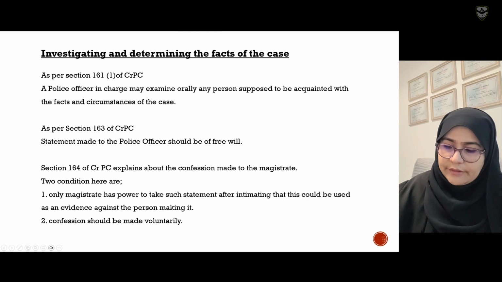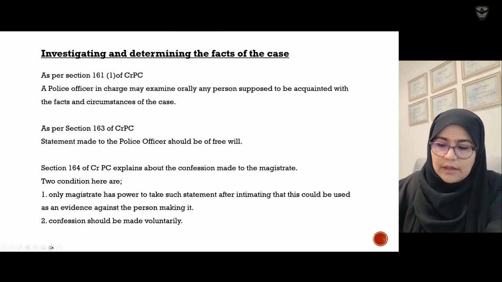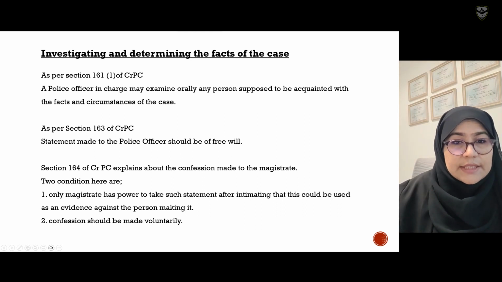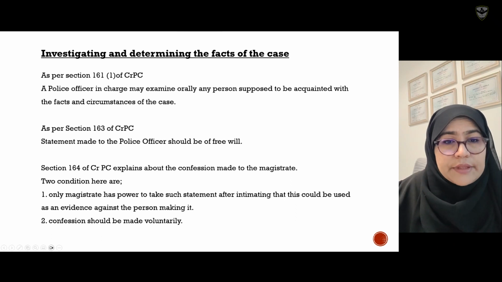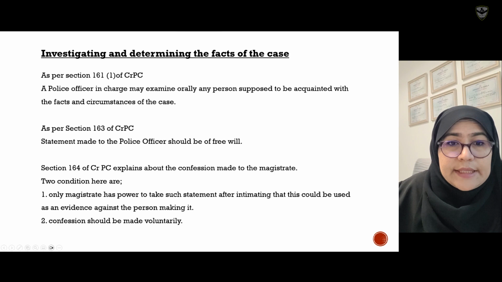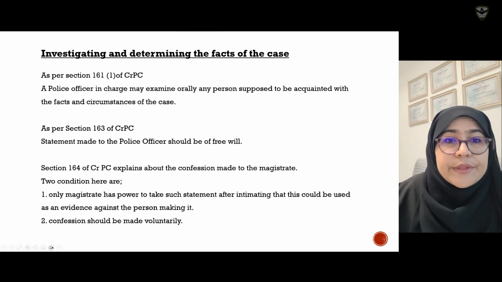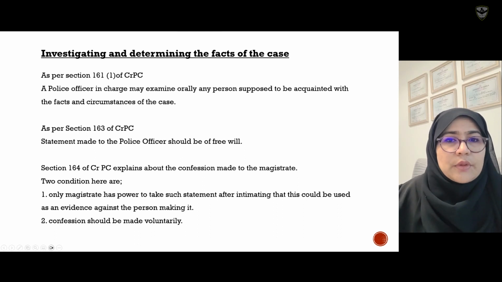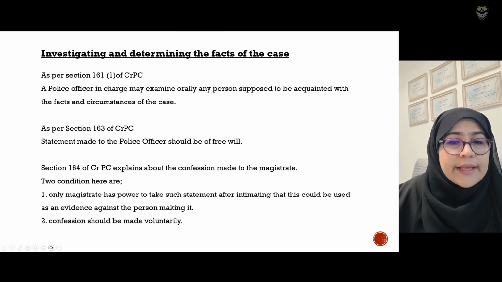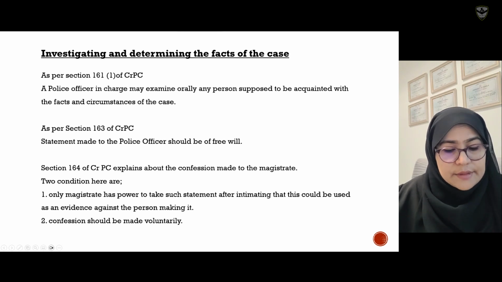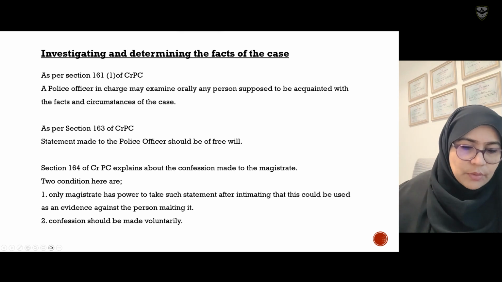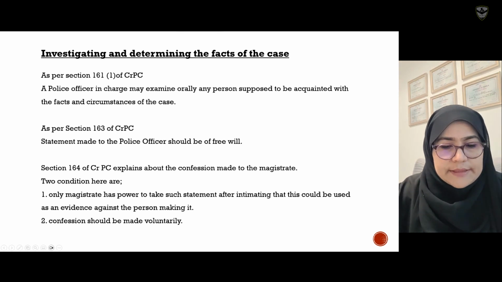So after collecting all the evidence, the next step is investigating and determining the facts of the case. In order to understand the facts of the case, any police officer in charge of the investigation is empowered to examine a witness or a person who is acquainted or aware of the facts and circumstances of the case. And this is explained under section 161 of CrPC.